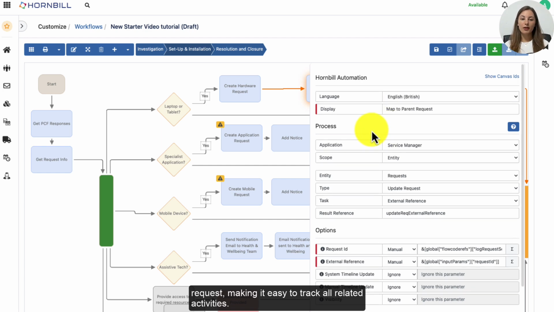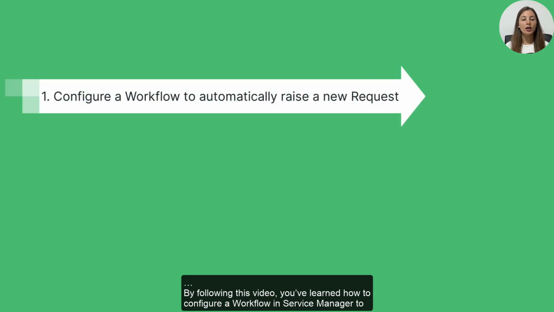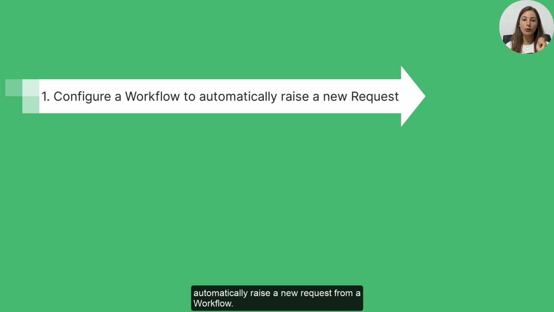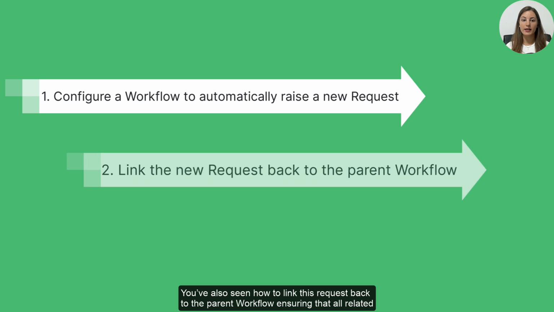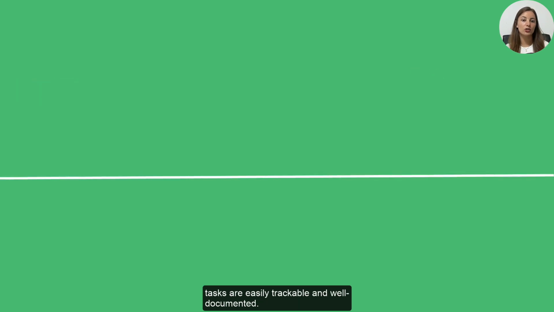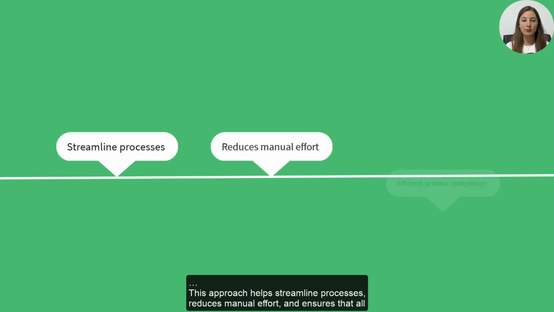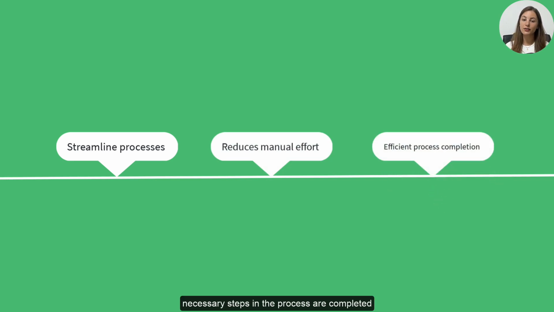By following this video, you've learned how to configure a workflow in Service Manager to automatically raise a new request from a workflow. You've also seen how to link this request back to the parent workflow, ensuring that all related tasks are easily trackable and well documented. This approach helps streamline processes, reduces manual effort, and ensures that all necessary steps in the process are completed efficiently.